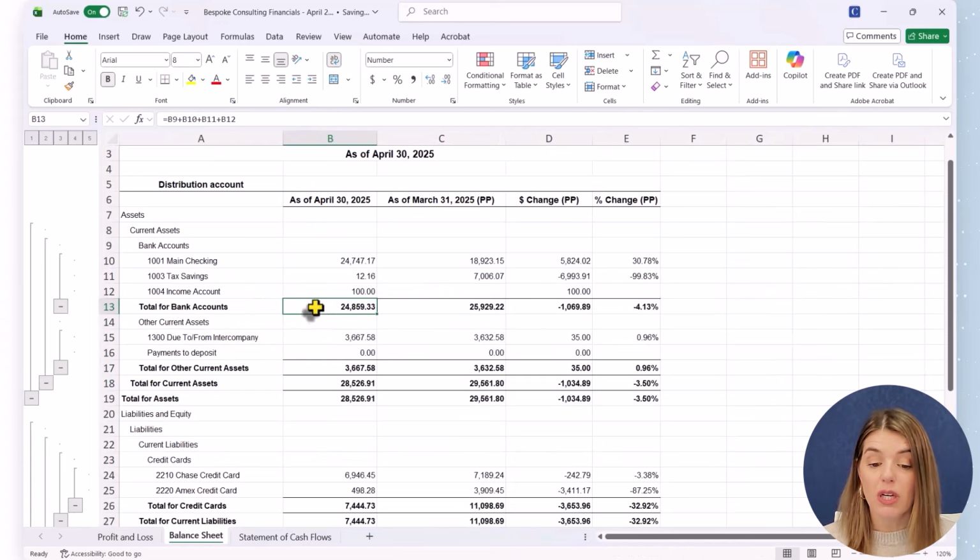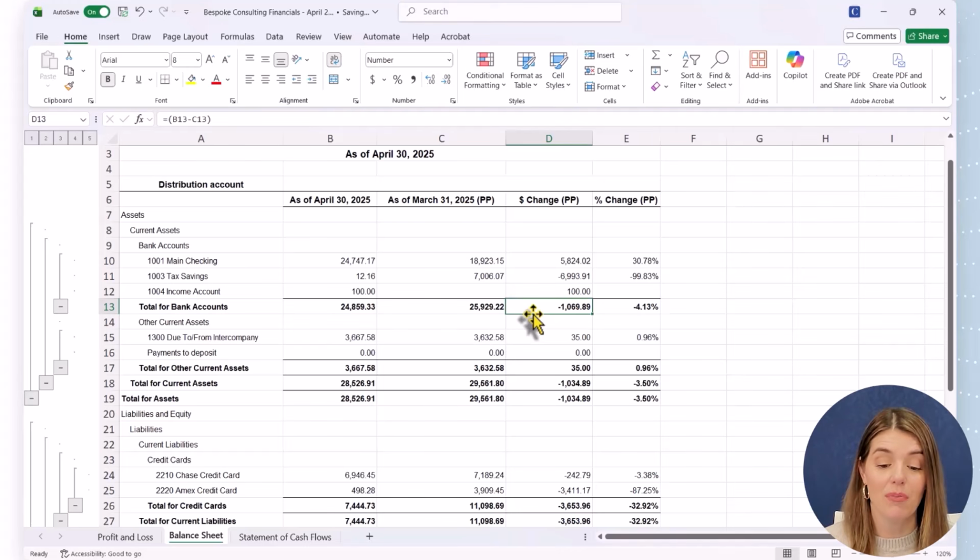$24,859 is the cash balance as of the end of April. Now compare that to the previous month of $25,923. So that's actually a decrease in cash of about $1,000, okay? This is where we go, wait a second, I made $17,000, but why hasn't my cash balance gone up? Okay, so this is what has happened.